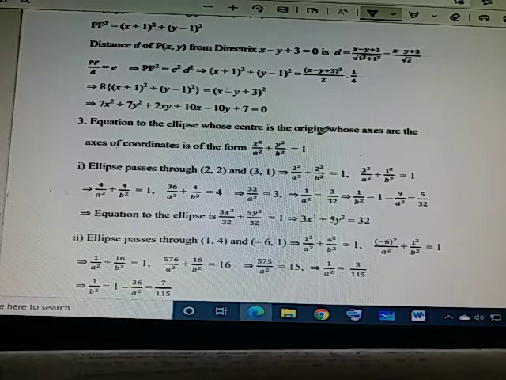Then the equation of the ellipse whose center is the origin and whose axis is the coordinate axis is of the form this one.